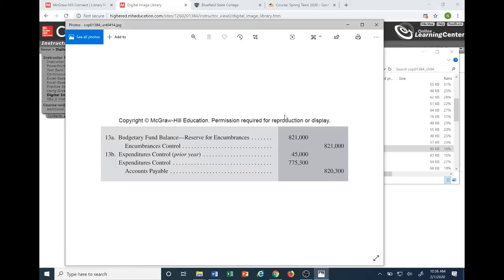But we have to unencumber what pertained to the order, what we received, which in this case was $821,000. That's why we unencumbered it. But the invoice was actually for $820,300, of which $45,000 pertained to the expenditures control for the prior year. Not bad, right? Same thing. So it's this whole expenditure cycle with modified accrual. Nothing's changed. It's just that now there's an element of the prior year as a piece of it. You encumber them when you order them. You unencumber them when they come in. You set up your liability, right?